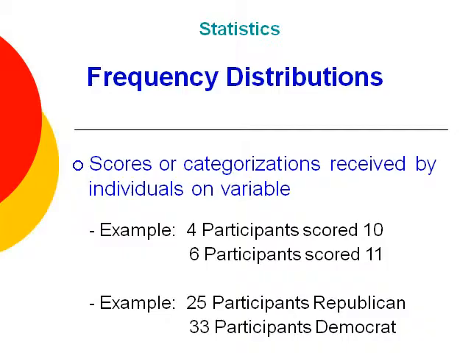When a variable is measured using a nominal scale, the frequency distribution reports how many individuals fell in the categories of the scale. So, for example, a frequency distribution might report that 25 individuals were counted as Republican and 33 were counted as Democrat. In the next few slides, you will be presented with examples of common ways graphs and tables are used to present frequency distributions.